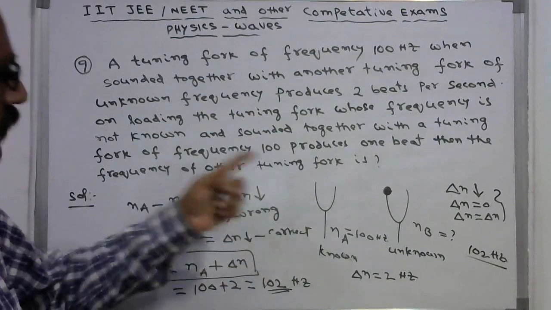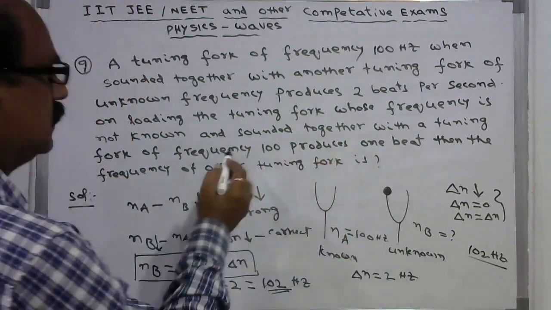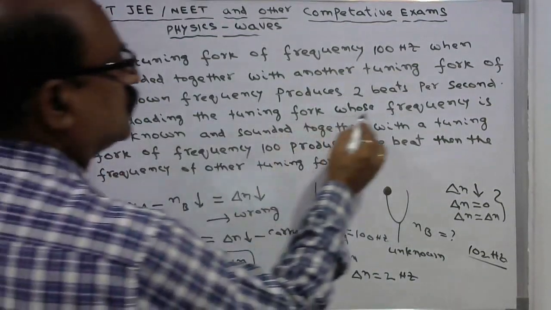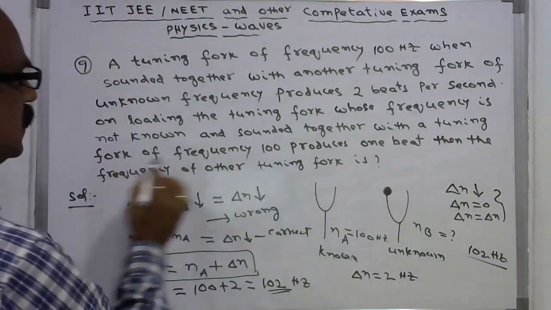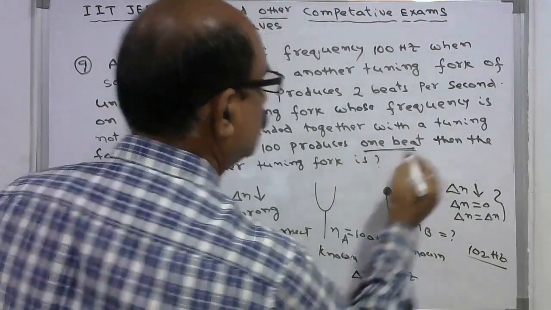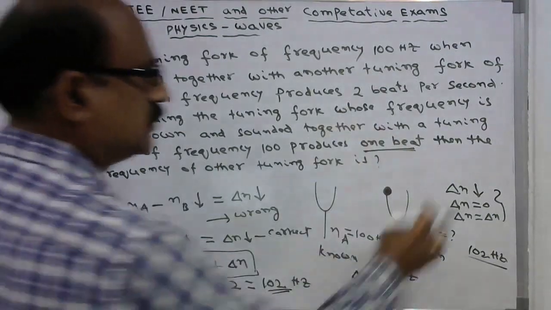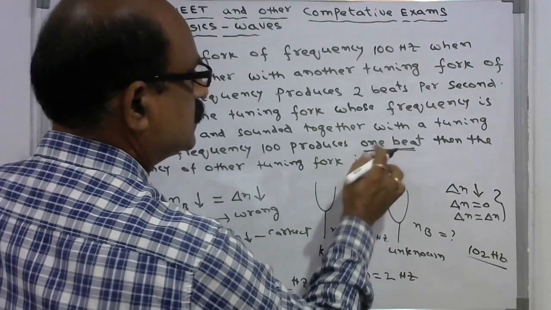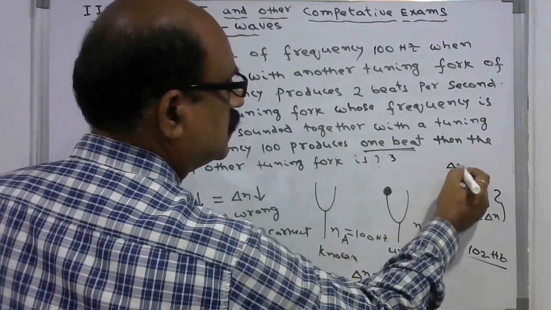So in this problem, what happens if, sounded together, the loaded tuning fork whose frequency is not known and the tuning fork of frequency 100 give, suppose, 3 beats instead? If this one beat becomes 3 beats, that means delta N is raised.